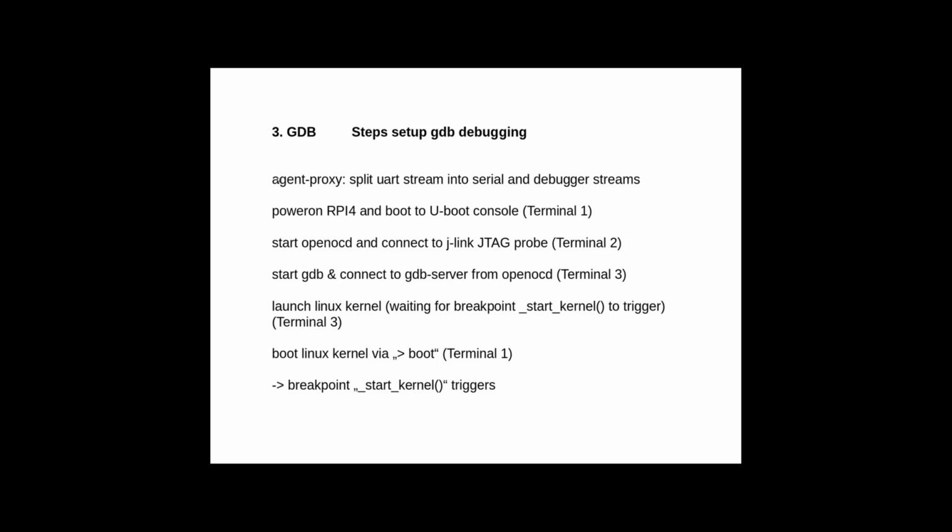Historically, I used an agent proxy to split the UART stream into a serial and a debugger stream. I then power on my Raspberry Pi and boot to the U-boot shell. In another terminal, I start OpenOCD and connect to my J-Link. And in the third one, I start GDB, the cross GDB, and connect to the GDB server from OpenOCD.